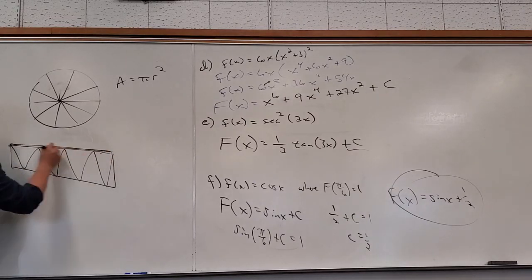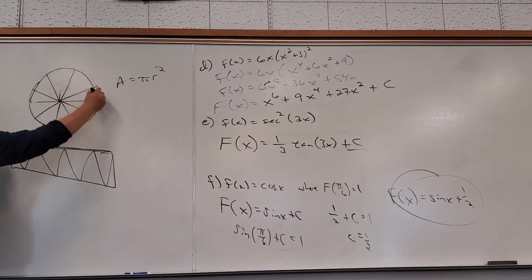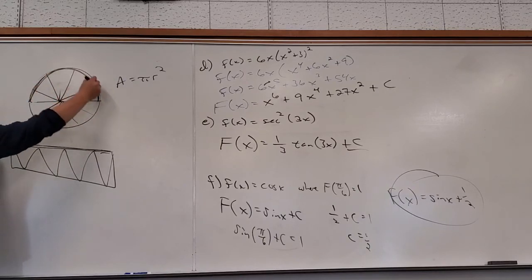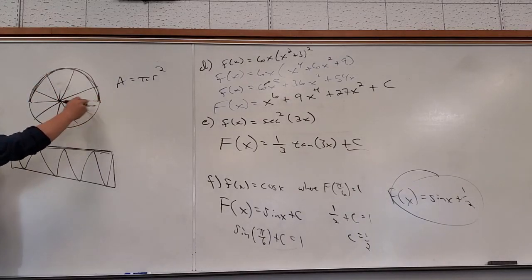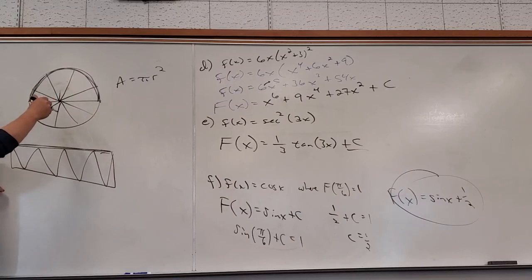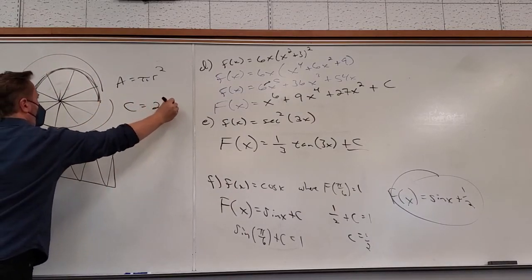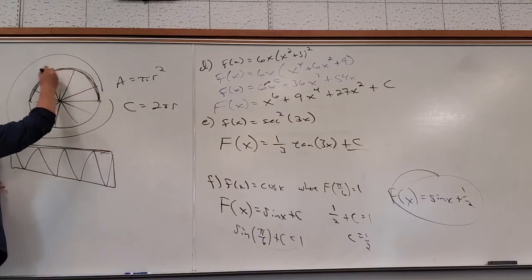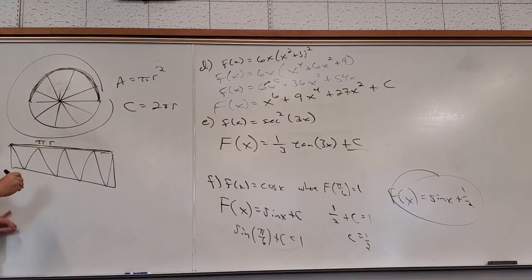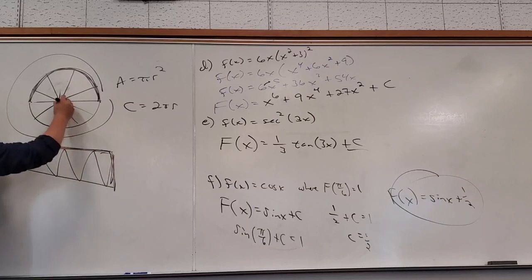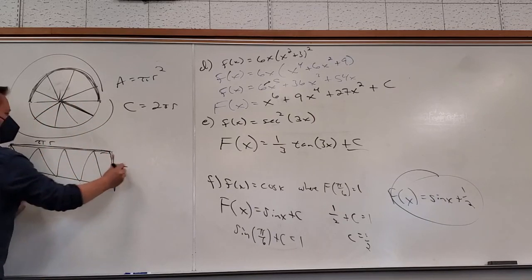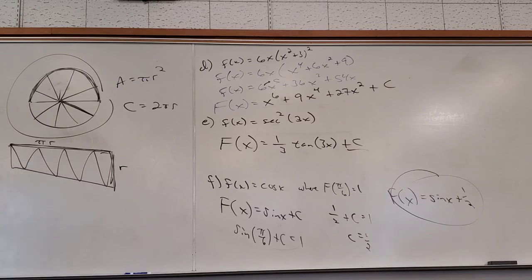Does anyone know how long this is? I didn't tell you what the radius is. What's all the way around? Circumference is 2 pi r. So what's halfway around? Pi r. This is pi r. And how tall is this? R, that's right. So what's the area of the rectangle? Pi r freaking squared, right?